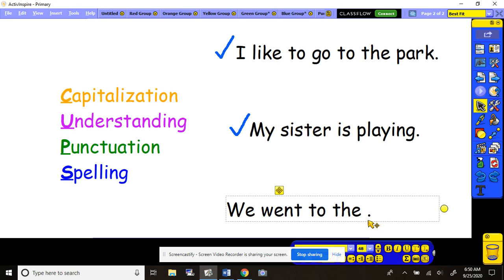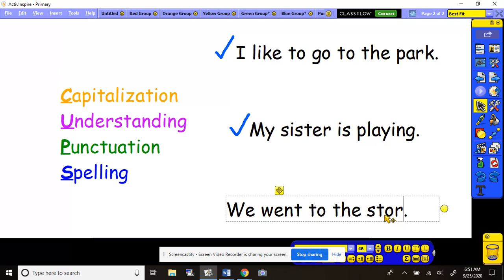So store. I hear a st. That's an S and a T. St. Oh, I hear an O. Or. Now that looks much more like the word store. We went to the store.